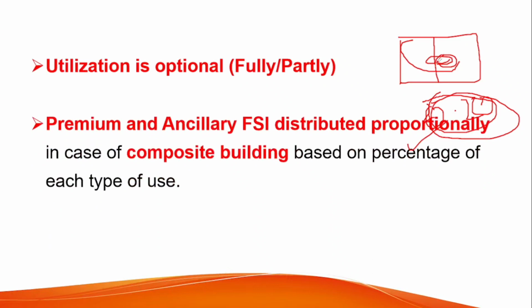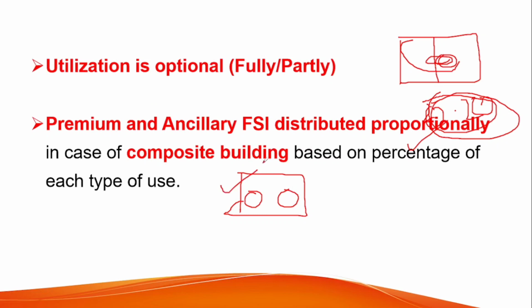In the next point, they mention that premium and ancillary FSI are distributed proportionally in case of composite buildings, based on the percentage of each type of use. So suppose this is a building, and this is a mixed type of use. A composite building, suppose some part is used for commercial and some part is used for residential and other provisions. So this is the composite building.